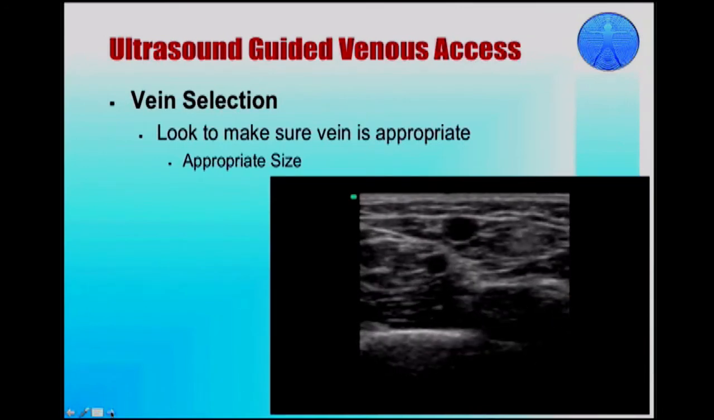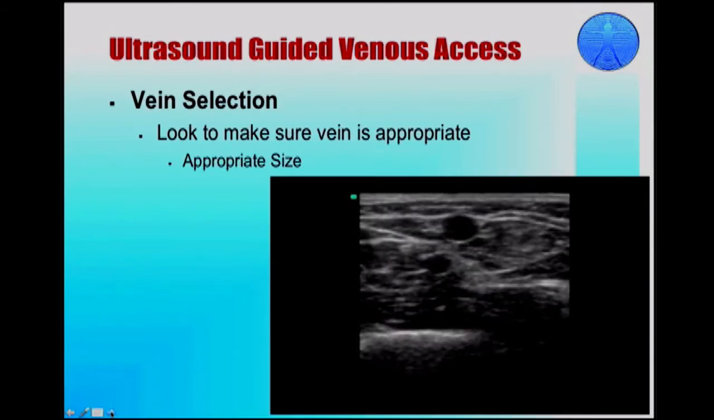Now, since we can look at our vessels even before we stick the patient, it's best to go on and survey before you set up what's the most appropriate vessel for vascular access and where you're going to stick before you even do anything further.